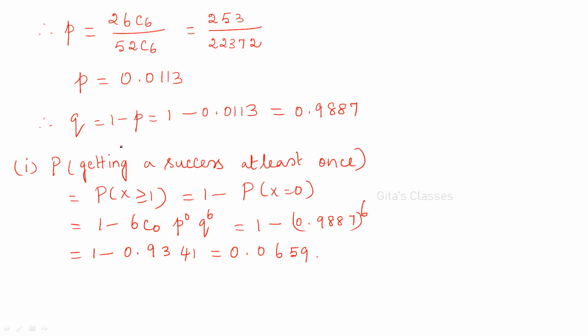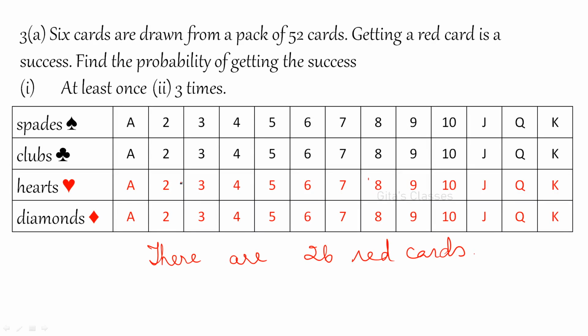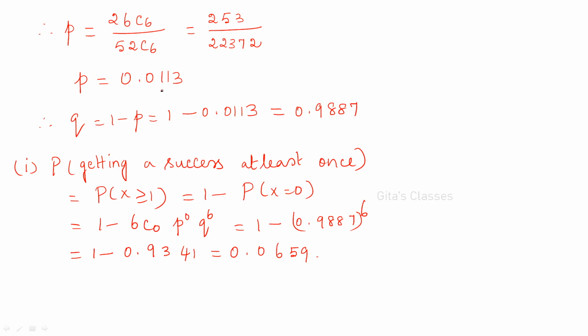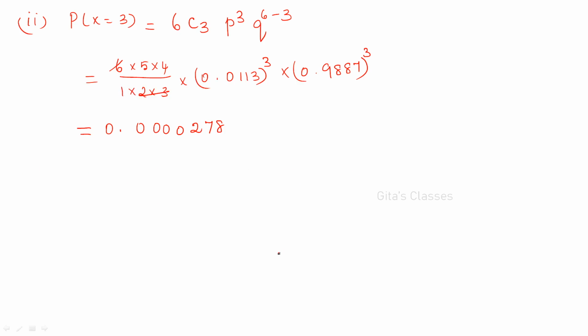Now what is the question? The probability of getting a success at least 1, so probability of x greater than or equal to 1. We have found the probability of success and failure, and x greater than or equal to 1 means 1 minus P of x equal to 0. So 1 minus 6C0 p to the power 0 q to the power 6. If you substitute, the answer is 0.0659.